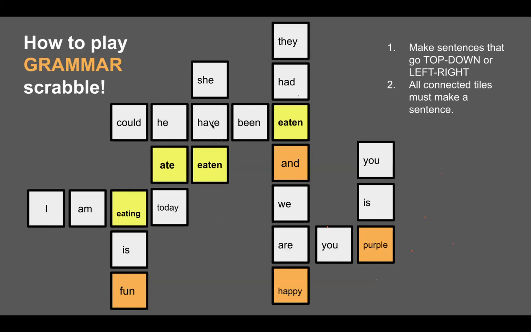She have eaten. Ooh, we can't say that. We can't say she have. And we can't say ate eaten. That's not a sentence. So it looks like that will be a mistake. They had eaten and we are happy. That's a perfectly fine sentence.